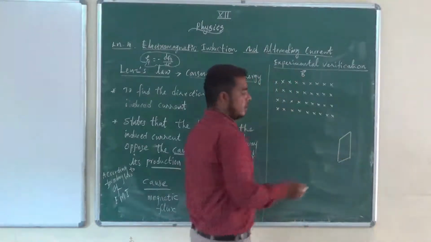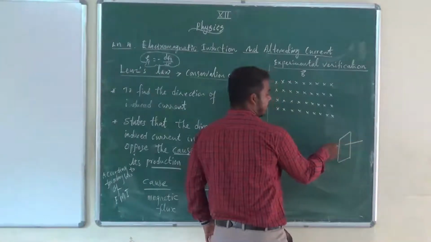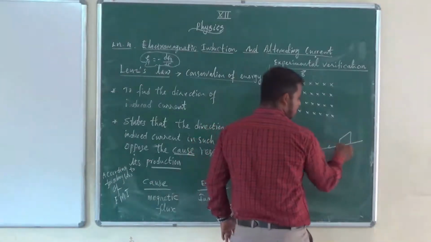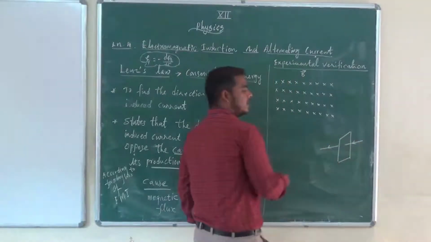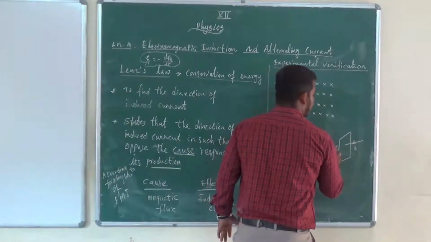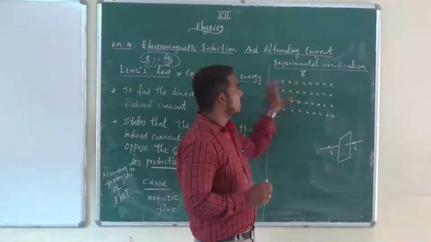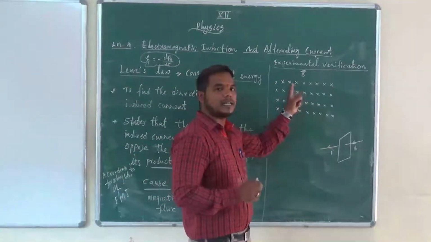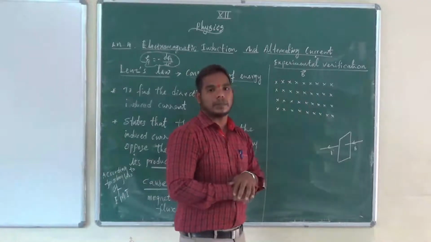The uniform magnetic field will move through the paper. This is entering, this is out. The magnetic field is perpendicular to the plane of the paper, and that is indicated here by the cross. The cross indicates the magnetic field is perpendicular to the plane of the paper.